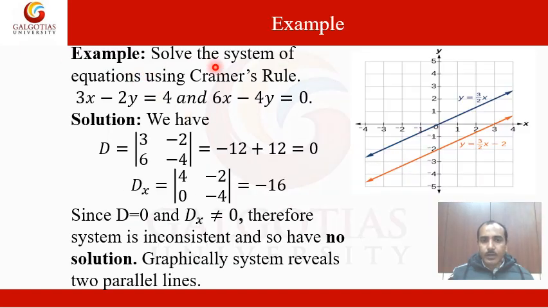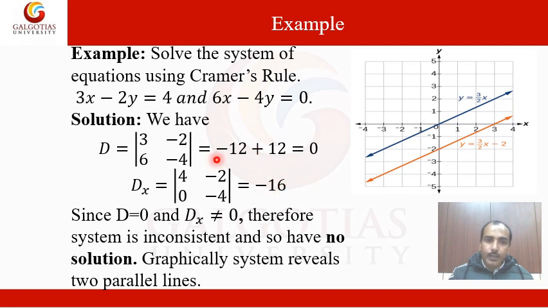Let us discuss an example on infinite solution or no solution. The example is: solve the system of equations using Cramer's rule. From the given equations, we have the determinant of the coefficients of x and y as 3, -2, 6, -4, and after solving we get D is 0. For Dx, replacing 3, 6 by 4 and 0, the determinant Dx is -16.